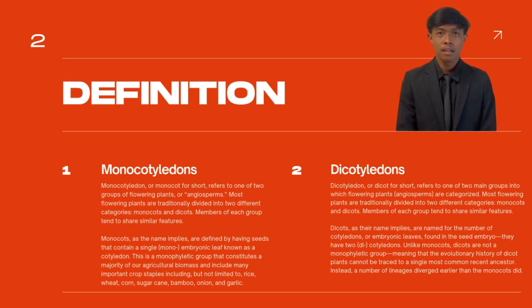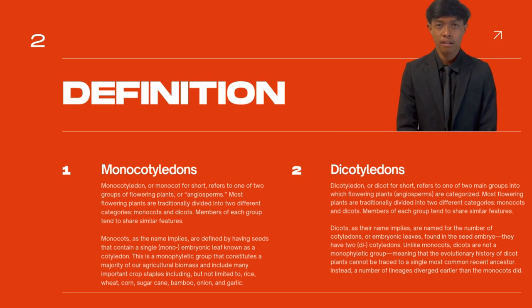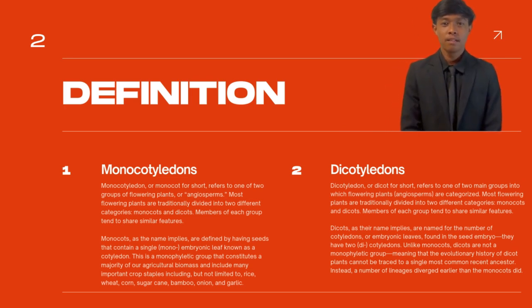A dicot, as the name implies, is named for the number of cotyledons or embryonic leaves found in the seed embryo. They have two cotyledons, unlike monocots. Dicots are not a monophyletic group, meaning that the evolutionary history of dicot plants cannot be traced to a single most recent common ancestor. Instead, a number of lineages diverged earlier than the monocots did. Okay, that's all from me.